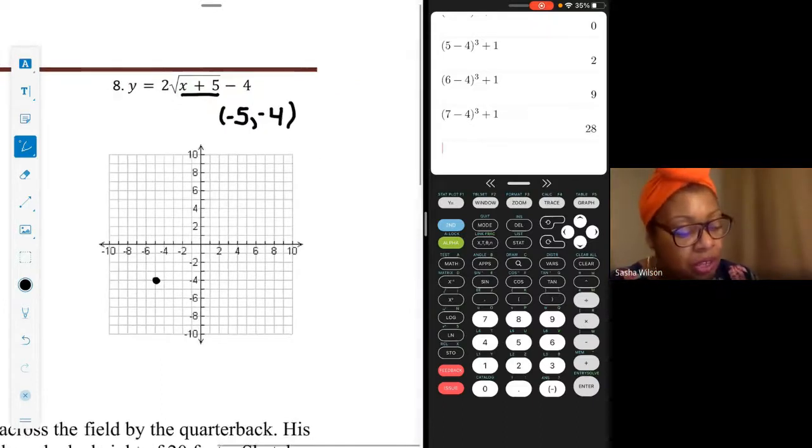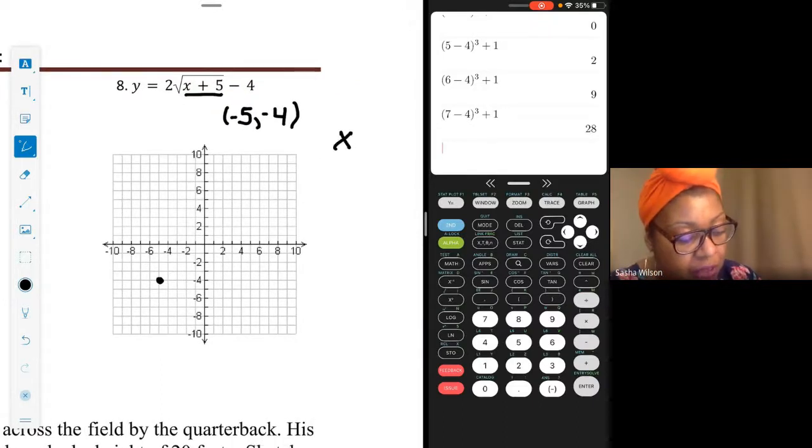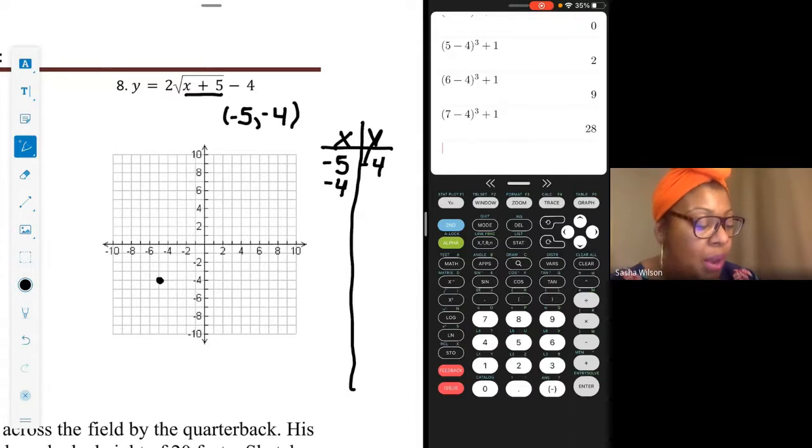What do I mean by starting? I'm going to make a table of values, and because it's a square root, I'm going to be starting with the value of negative 5 and then just continue to increase. So I can plug in negative 4, but I want to make sure that it only gives me perfect square roots. So negative 5 plus 5 gives me 0. 0 is a perfect square root. If I plugged in negative 4, negative 4 plus 5, right? So if I put a square root, let's plug this in.